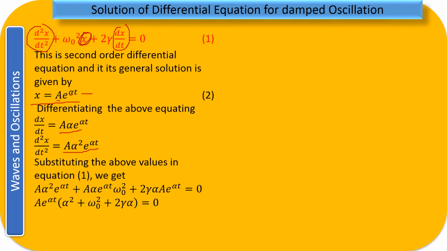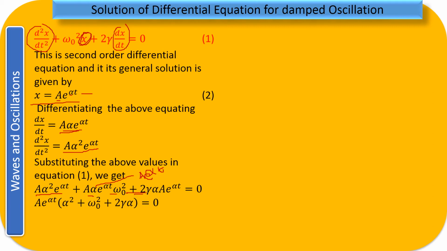I have substituted the value of d square x upon dt square: a alpha square e to power alpha t. You see here I have substituted. Then omega naught square x, equal to how much? Here I have forgotten to write, you should write it here: x equal to a e to power alpha t. So you write here a e to power alpha t, plus 2 gamma dx upon dt. This is your second derivative here, and again here I have written a e to power alpha t.